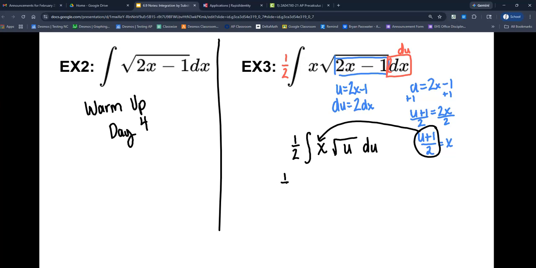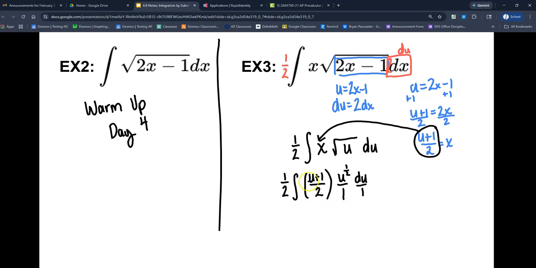So I've got 1/2 integral of u plus 1 over 2. Is it okay with you guys if I change the square root of u to u to the 1/2? And I'm even going to do this. When I've got fractions involved, I like to make everything a fraction so I can keep track of where everything's at, right? So the only thing in the denominator right now is that 2. Are we okay here?